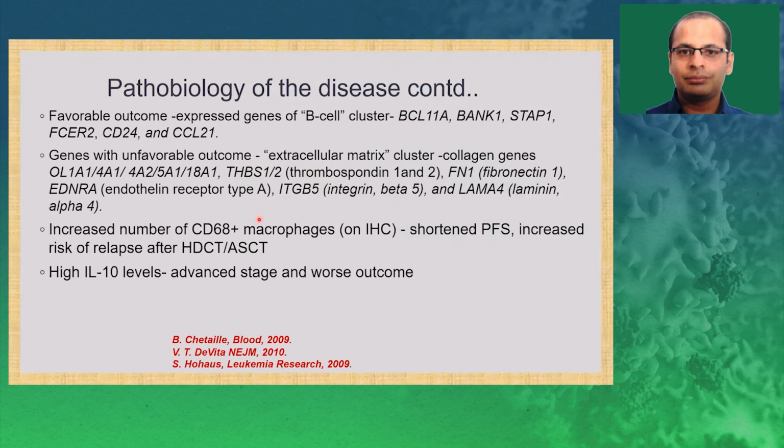Certain IHC markers like CD68 on macrophages have been associated with poorer survival and higher risk of relapse, and so on. And we saw in the previous slide that IL-10 has an important role in the inflammatory milieu of the cell. So high IL-10 levels are associated with advanced stage and worse outcomes.